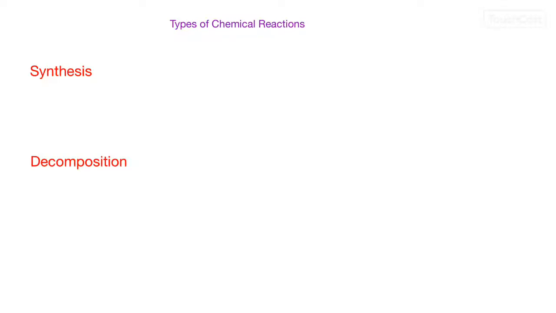Alright guys, welcome to today's lecture, and it's going to be about the different types of chemical reactions. And we have 5 different types of chemical reactions. The first 2 we're going to talk about are synthesis and decomposition. And what we need to remember about these 2 is that they are opposites of each other.